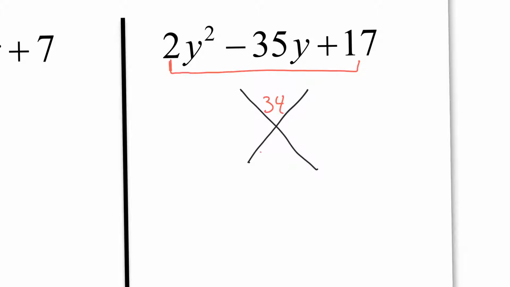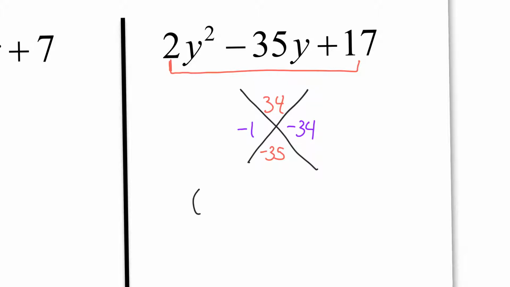My b value is negative 35. So I need to find two numbers that multiply to 34, and they add up to negative 35. Well, guys, remember that tip I gave you guys in the previous video. If this number is positive, that means the two factors must have the same sign. And since this bottom number is negative, then the two signs have to be negative. So negative 1 and negative 34 multiplies to positive 34. And when you combine, you get negative 35. So those two factors work.